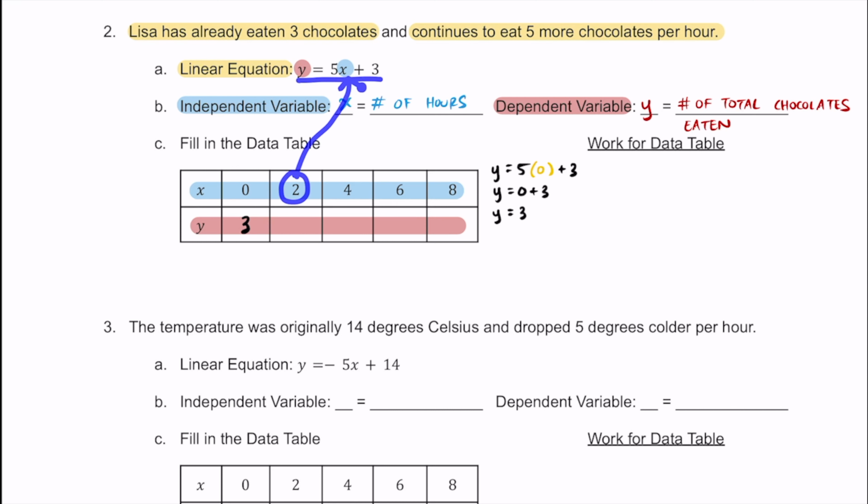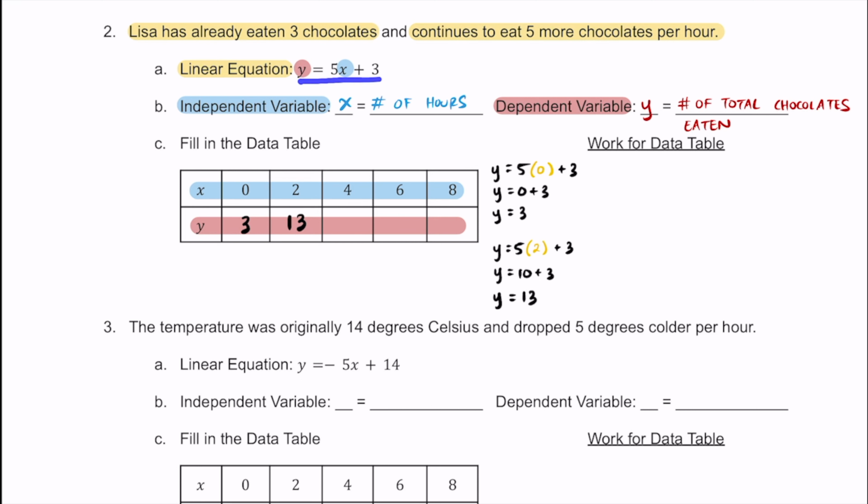Then let's go ahead and use the same linear equation, but now x is 2. Let's substitute in 2 for x into that equation. By doing that, we're going to get y is equal to 5 multiplied by 2 this time. So this is if 2 hours goes by. So we have 5 times 2 plus 3. 5 times 2 is going to be 10, so it's going to be 10 plus 3. And 10 plus 3 is going to equal 13. So if 2 hours go by, then Lisa will have a total of 13 chocolates that she ate.